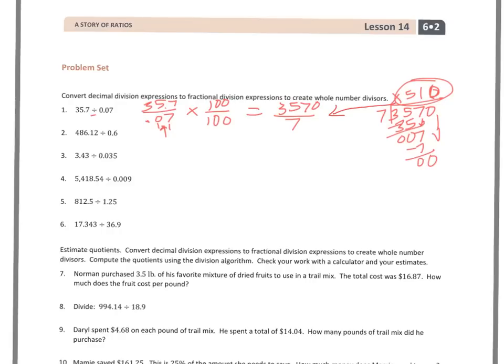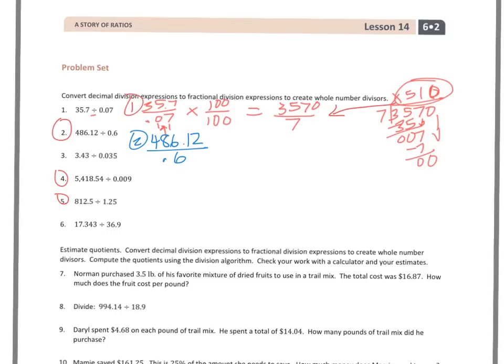So when we look through this, I'll do a couple of these. I'll probably go to 2, then 4 and 5. And we're just going to set them up. So for 2, I'll do this one in blue. That was 1. We have 486 and 12/100 divided by 6/10.